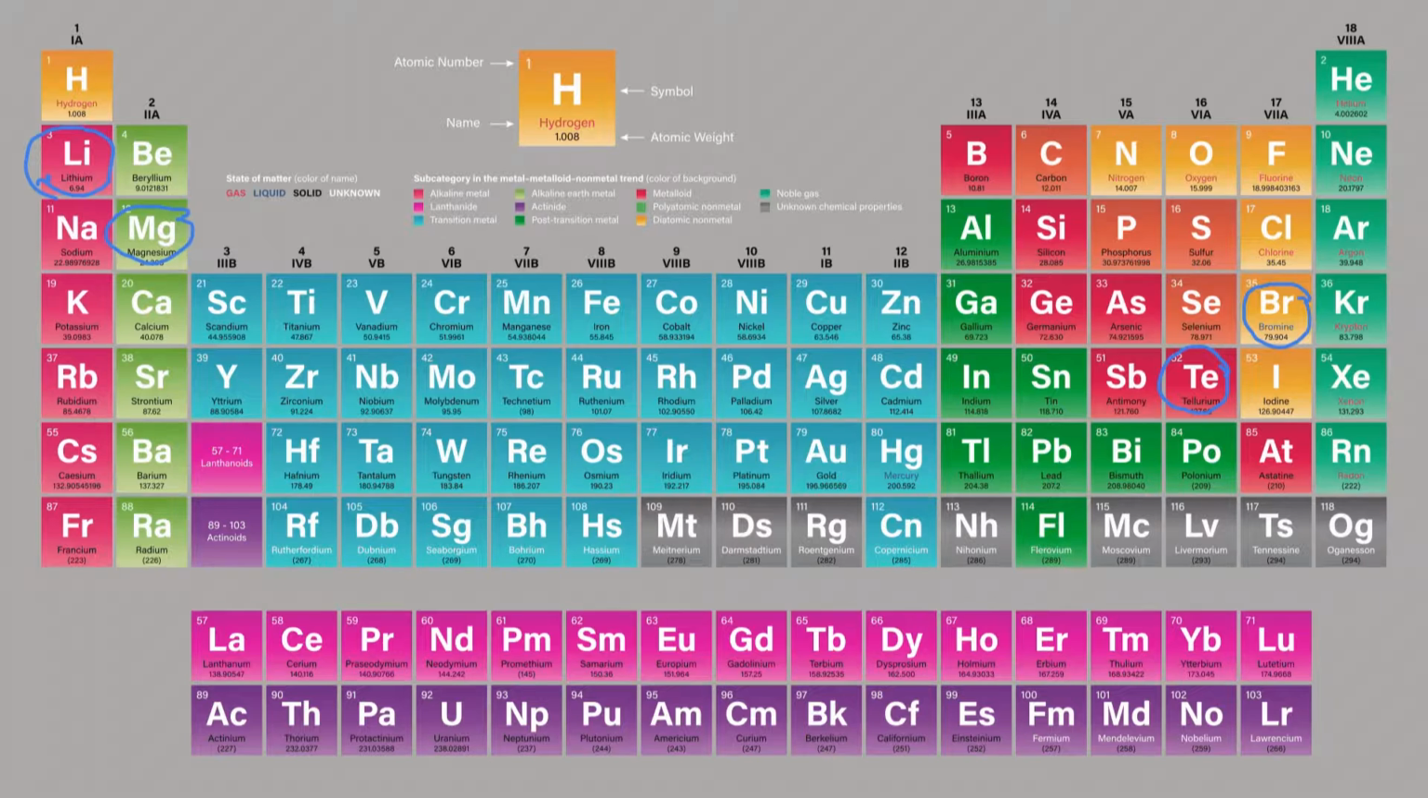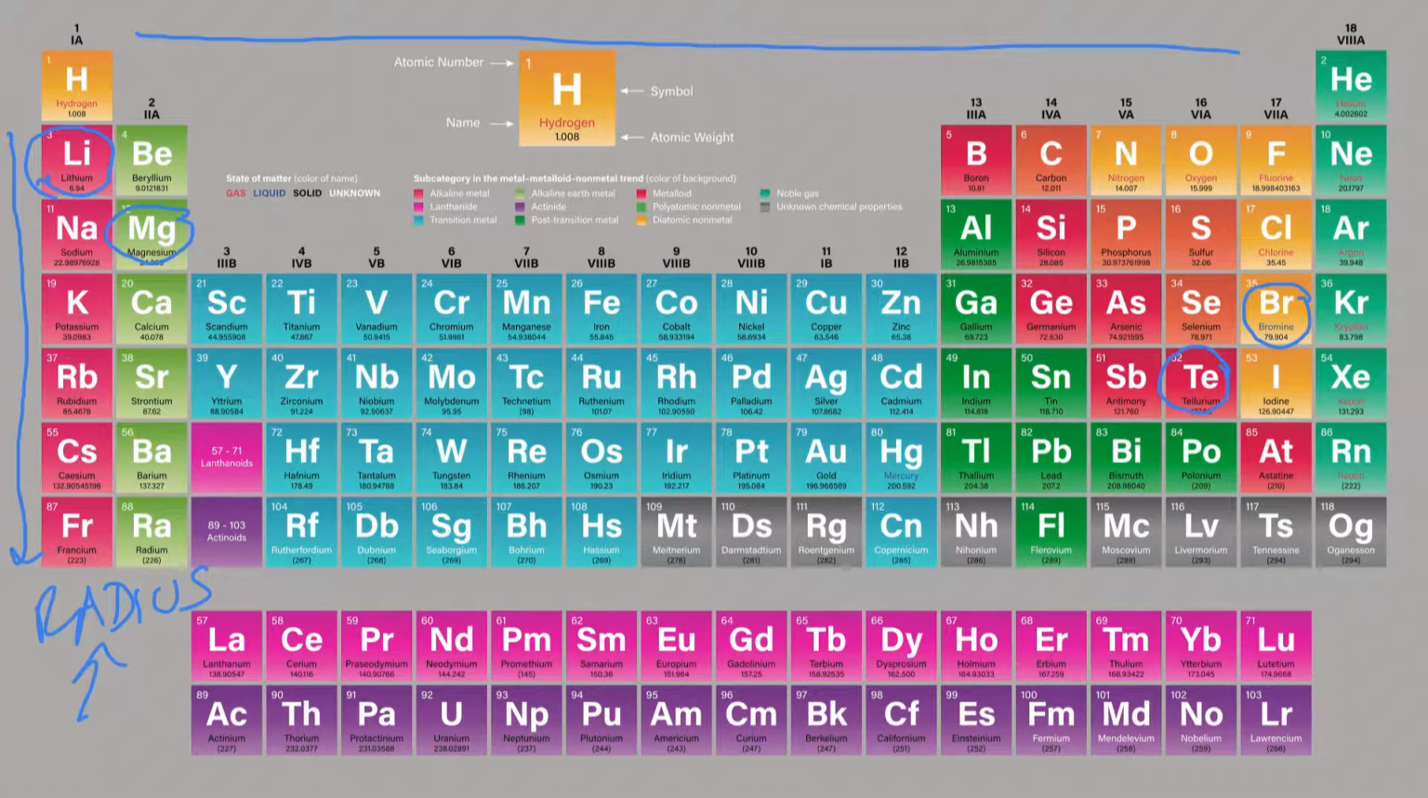Okay, so the point is that as a trend, the size of the radius changes depending on whether you're going vertically or horizontally. Okay, and so generally speaking, as you go down this way, size increases. So radius increases. And as you go left to right, generally speaking, size decreases.